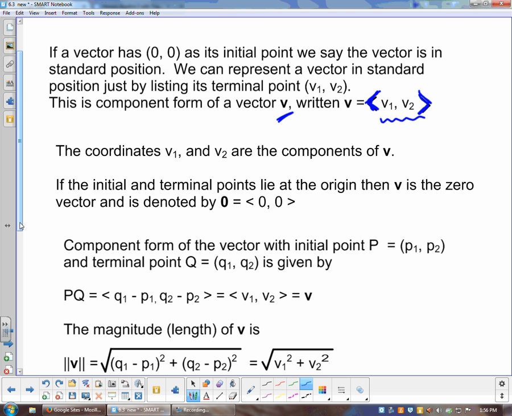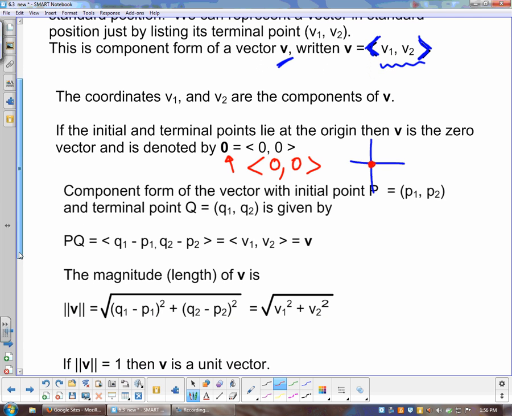So if the initial and the terminal points both lie at the origin, then vector v would be the 0 vector. So picture your 0 vector. It starts out at 0, 0, and it goes just to 0, 0. So in other words, it's staying right there at that point. It's indicated by a boldface 0, and it's written with vector braces saying I'm going to the point 0, 0. Kind of like going to nowhere.